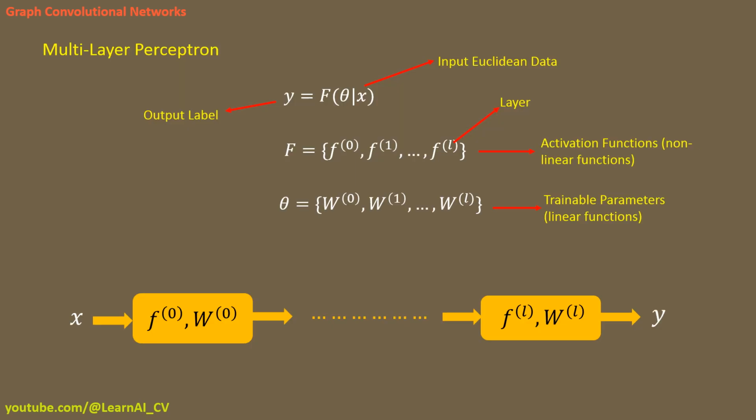A multi-layered perceptron can have L number of hidden layers between the input and the output layer. The first hidden layer takes input from the input layer, processes it using an activation function, and passes it to the next hidden layers until the output layer.